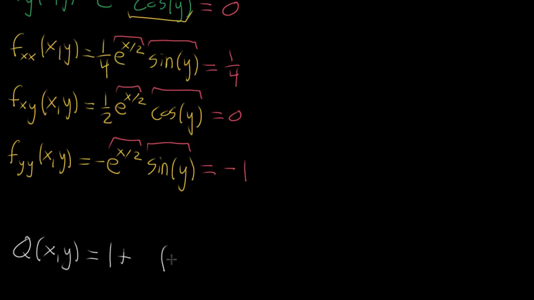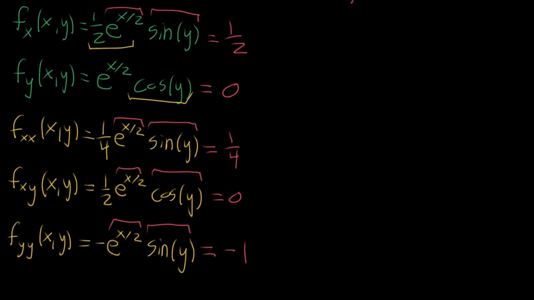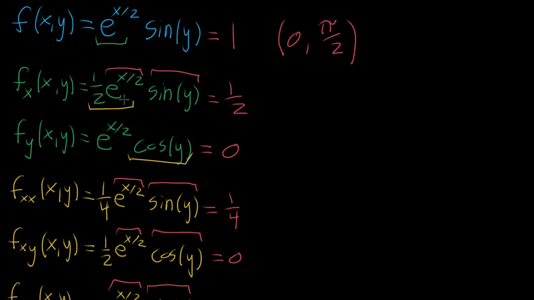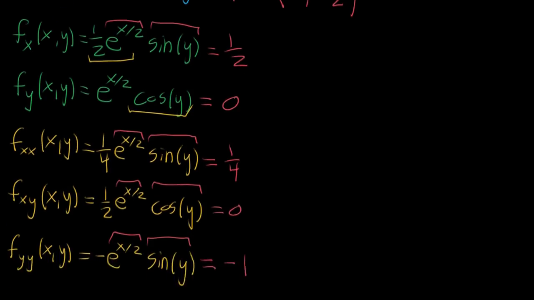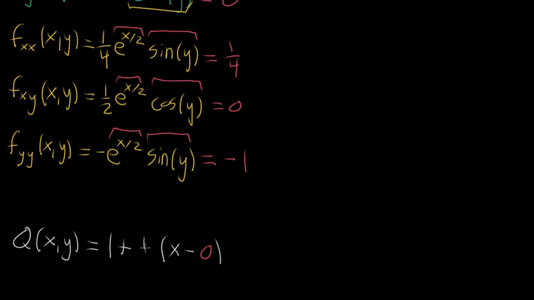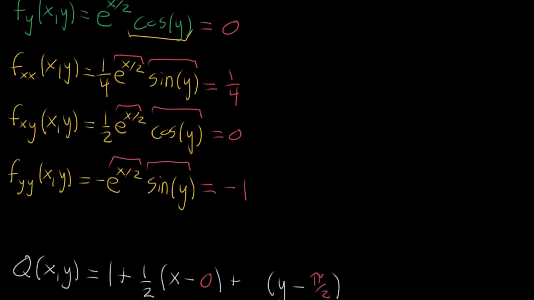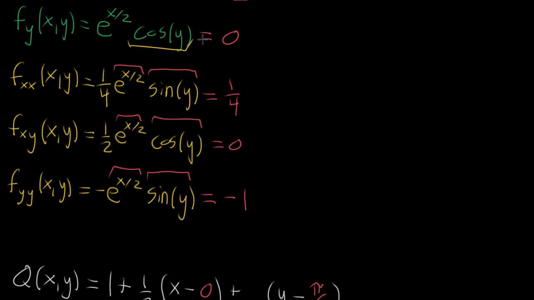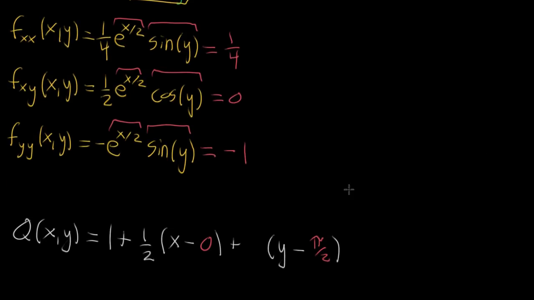And the next thing is going to be something times x minus 0, the x coordinate of our specified point. And that something is the first derivative with respect to x, so that's going to be 1/2. So come back down here, we've got 1/2. And then similarly, we're going to have something multiplied by y minus the y coordinate of the point about which we are approximating. And for that, we take a look at the partial derivative with respect to y, which was just 0. So that's pretty convenient. That's just going to end up being 0.